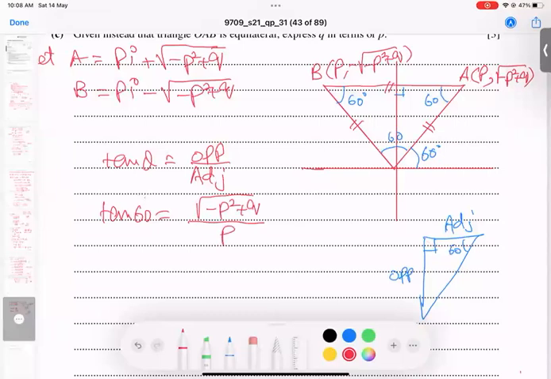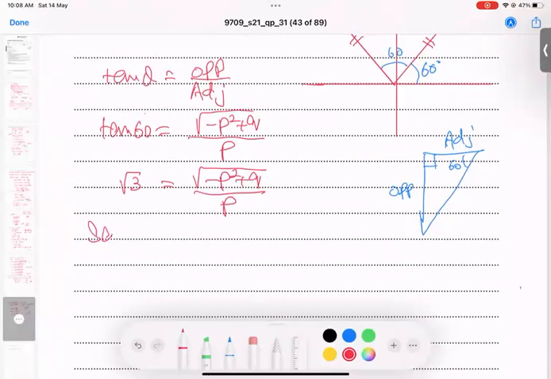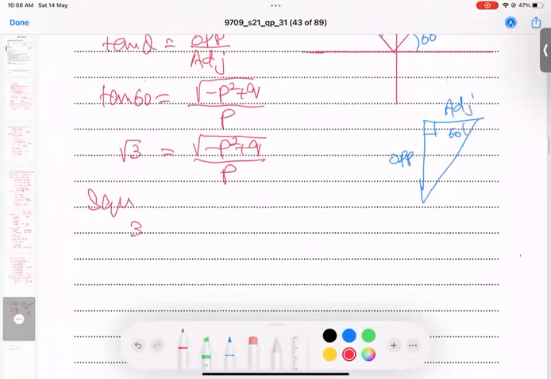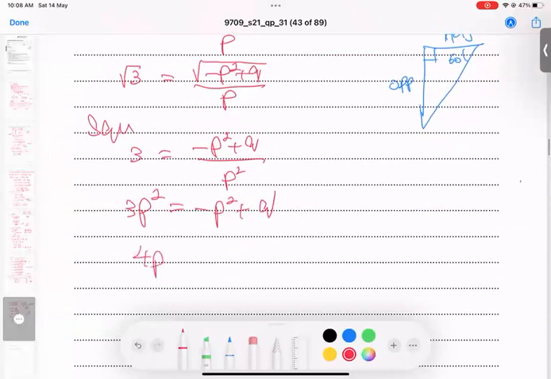Okay, I hope this is clear. And what is the tan 60? Tan 60 is root 3. I am close to my answer. First of all, squaring the whole equation. Here I get 3. Here I got negative P square plus Q. And here I got P square. Cross multiply, 3P square equals negative P square plus Q. Here I get 4P square equals Q.